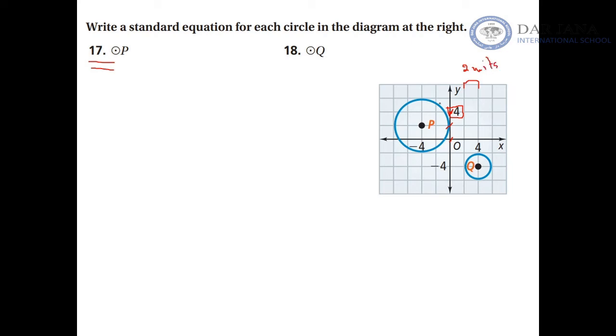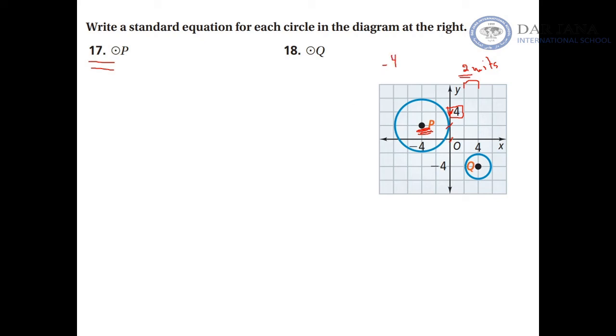Now, why is that important? It is important because I need to find the coordinates of P and the coordinates of one of the points on the circle. So here, the coordinates of P in this case, it is two squares to the left. So it means it is negative 4 units.